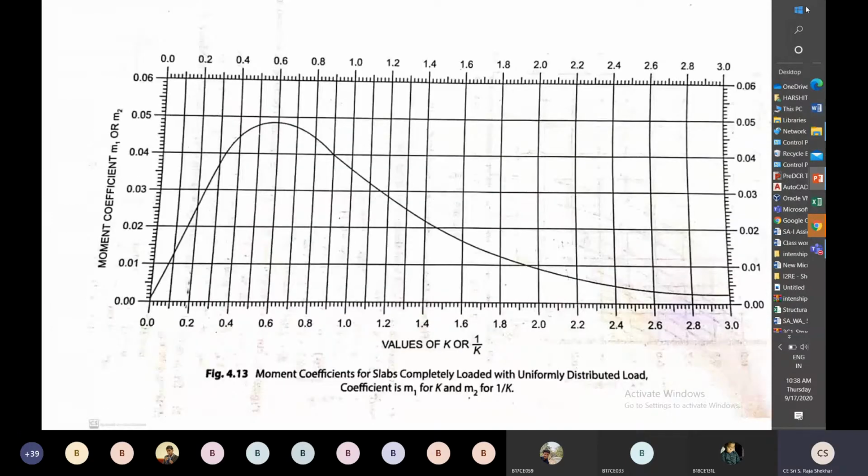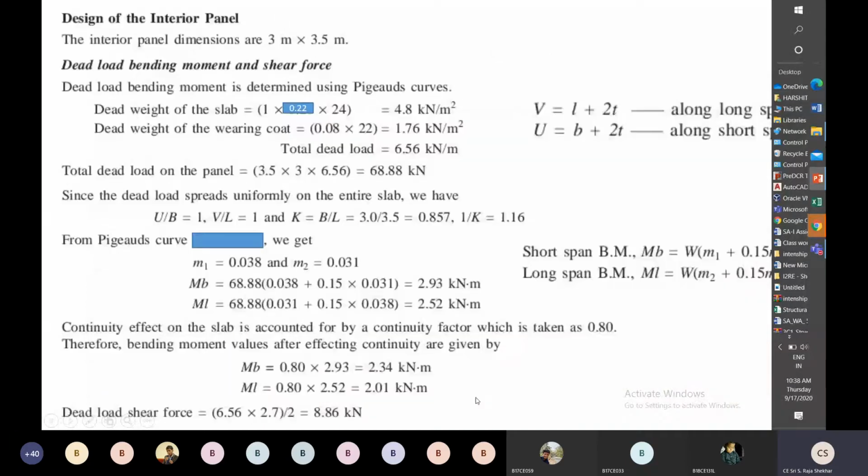Now from this curve, we are going to calculate the M1 and M2 values depending upon the k value and 1 by k value. Actually, the M1 and M2 values depend upon the u by B value and v by L value, and the k value, that means the B by L value. But coming to this dead load, that means the uniformly distributed load, the u by B value is equal to 1 and the v by L value is equal to 1. If you calculate it, approximately you will get the value 1. Otherwise, Pigeaud says that for the uniformly distributed load, you consider u by B equal to 1 and v by L equal to 1.